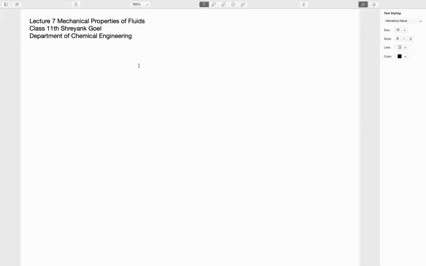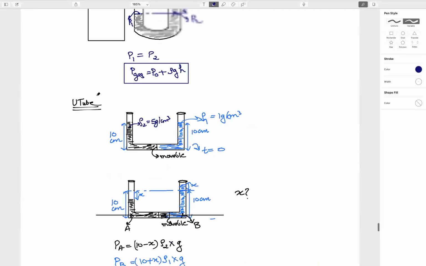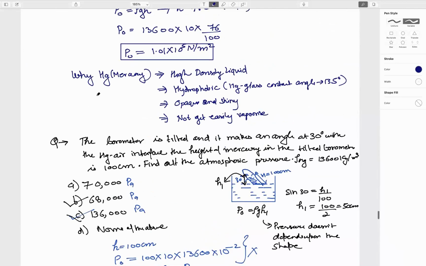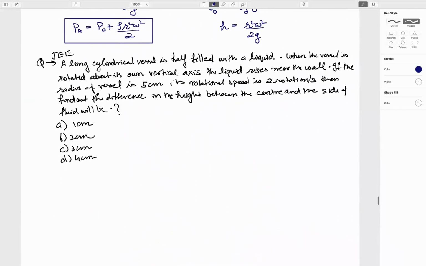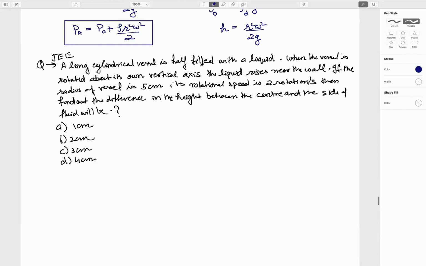Hi everyone, welcome to this new lecture, lecture 7, on the continuation of mechanical properties of fluids. One more question I put there, and I told you that I will discuss it also, given g. This is the cylindrical vessel that is half filled with a liquid. When it is rotated, it will take a meniscus like this.